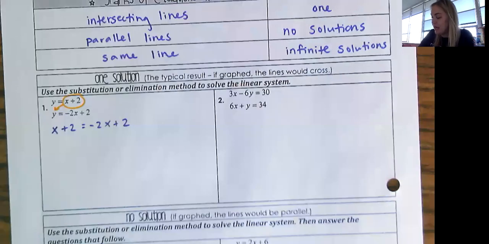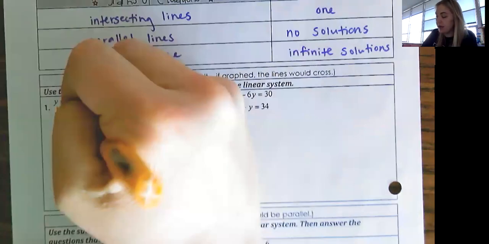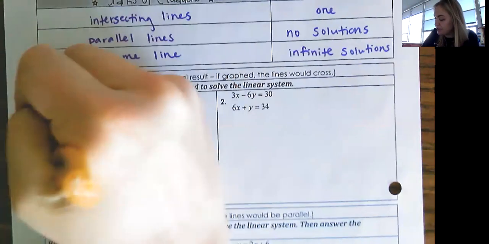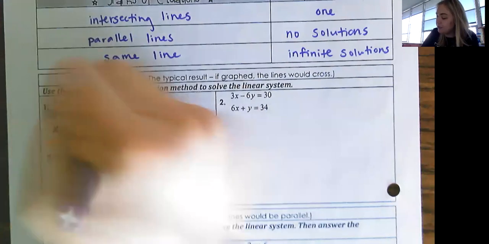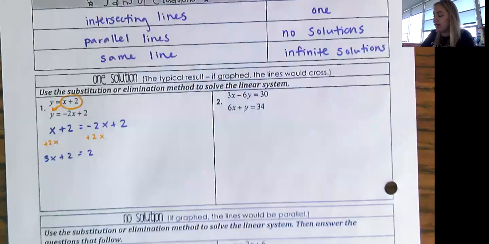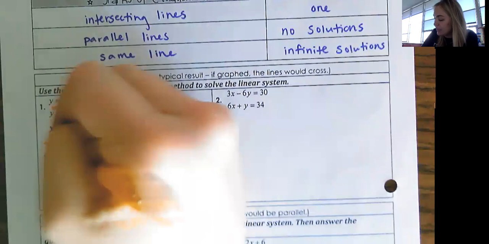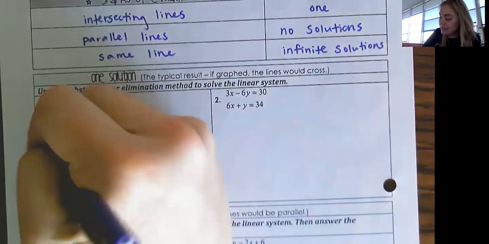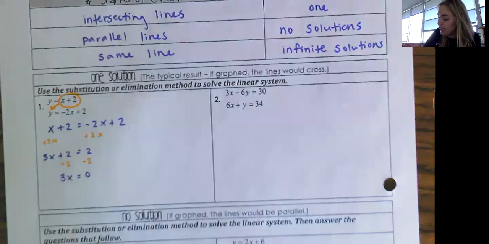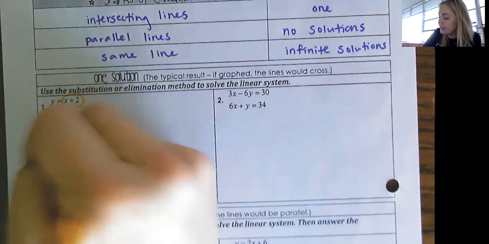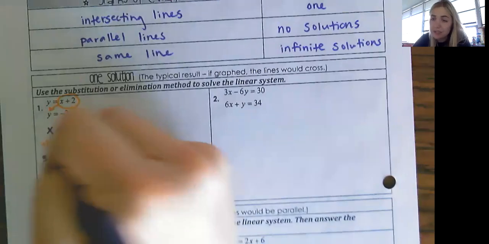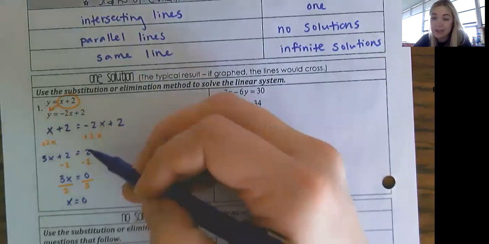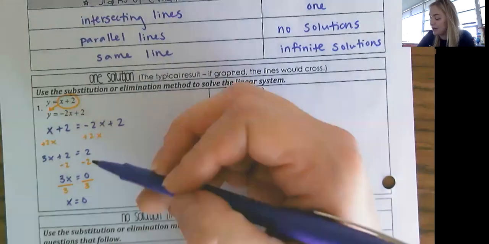Then I can start solving this equation. I can add 2x to both sides of the equation, and I would have 3x plus 2 equals 2. I can subtract 2 from both sides of the equation, and I get 3x equals 0. And lastly, I can divide by 3 on both sides, and I get x equals 0. Now, really careful here. When you do 2 minus 2, it does equal 0. That is a real number. And when you divide by 3, it is still 0. So don't let that get you caught up.